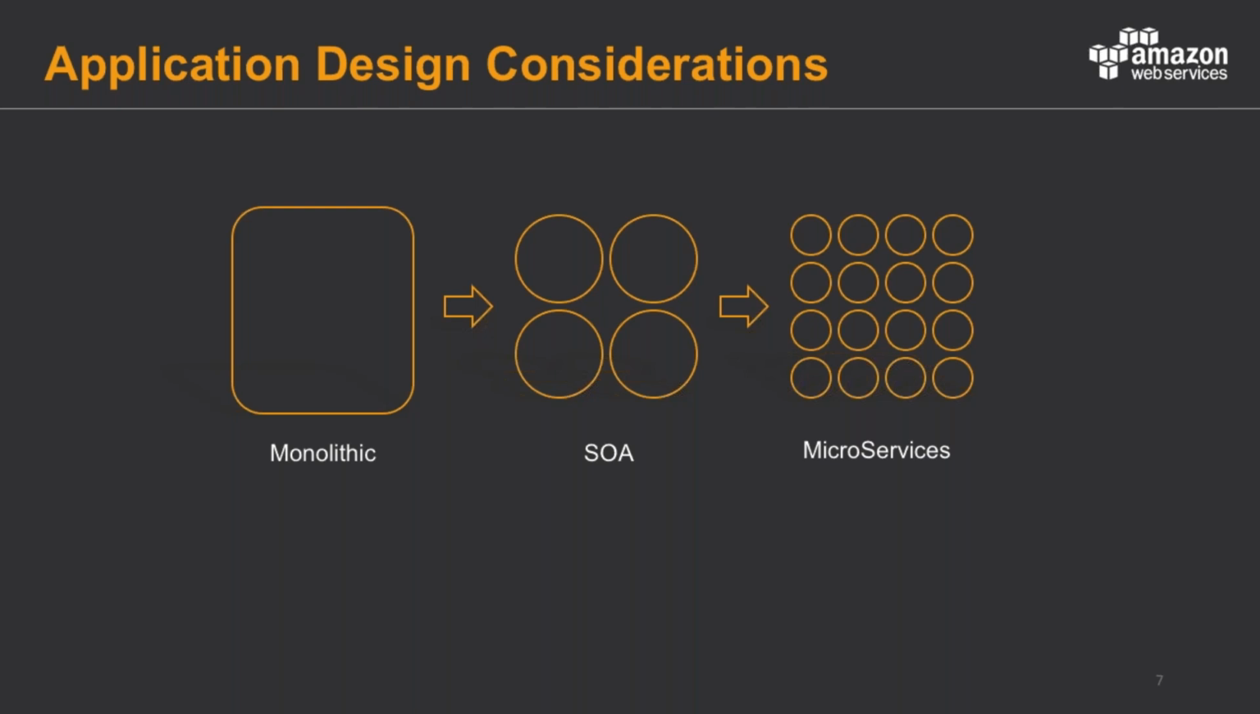Monolithic is probably the most clear-cut, where your application is tightly coupled. And if you change the functionality in one part of your application, you're going to have to test the functionality of the entire application. All components are likely to depend on the same backend or data store or memory, for example, as well.